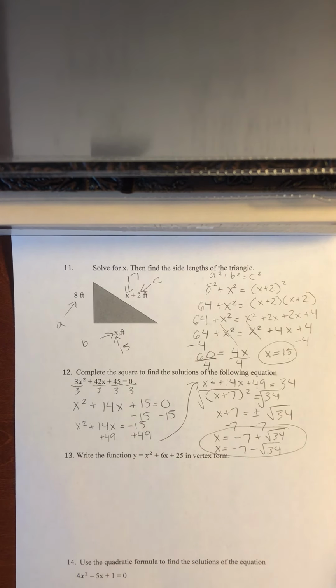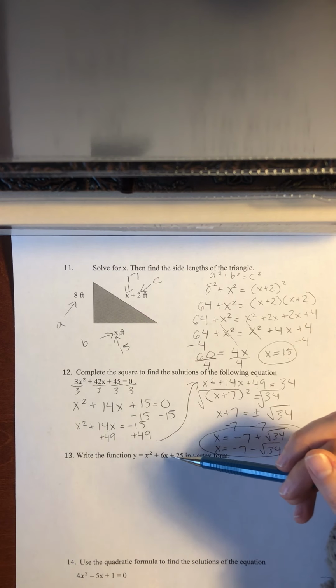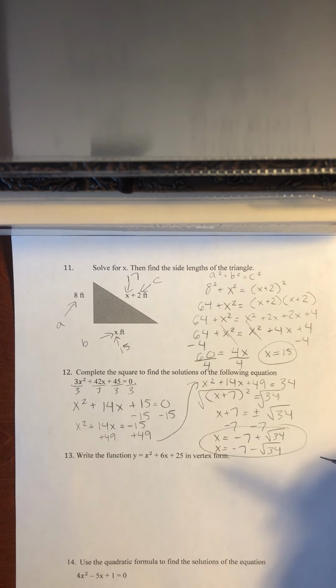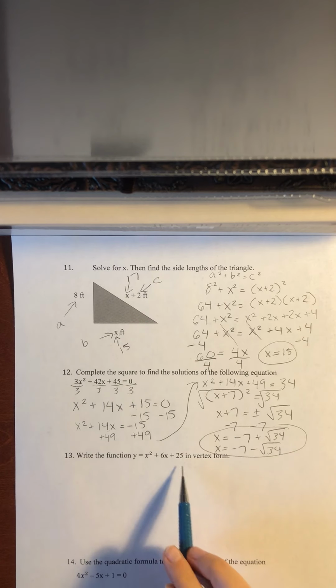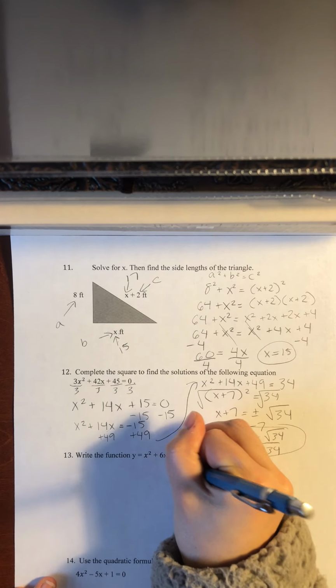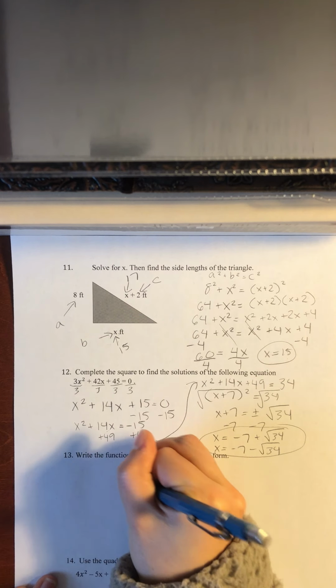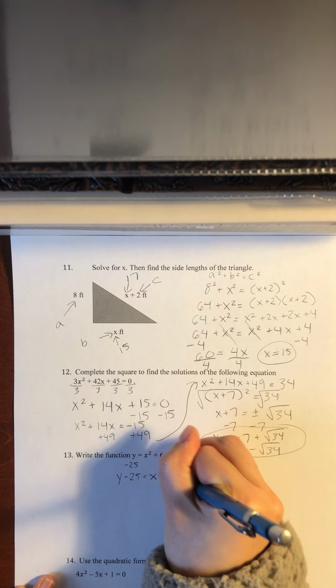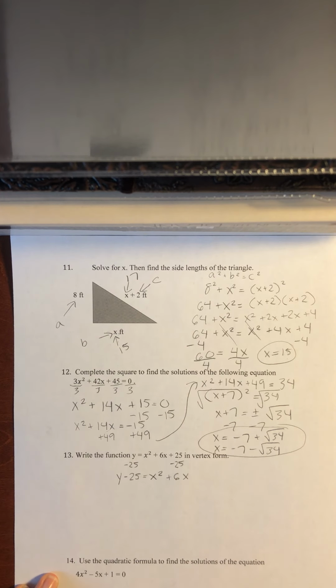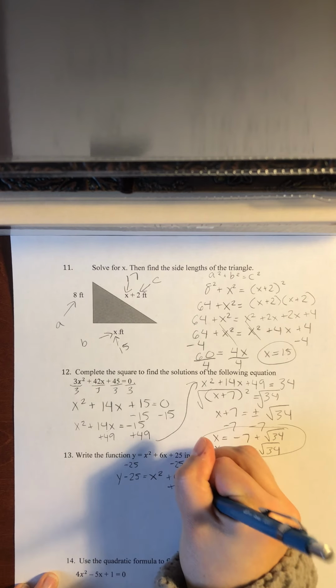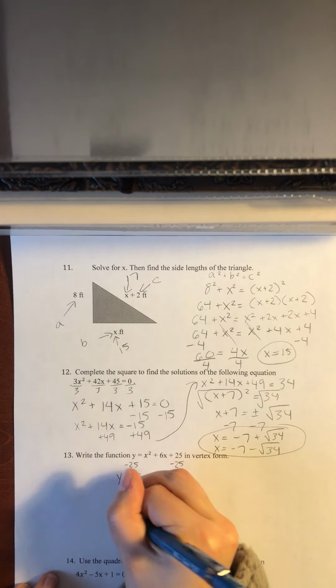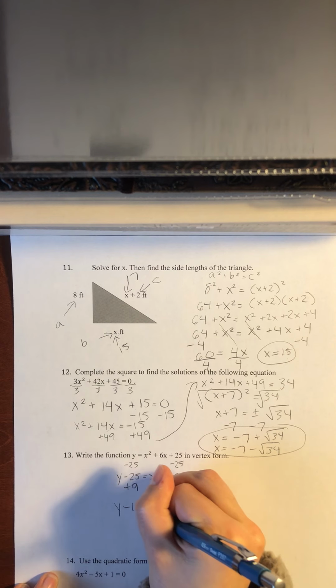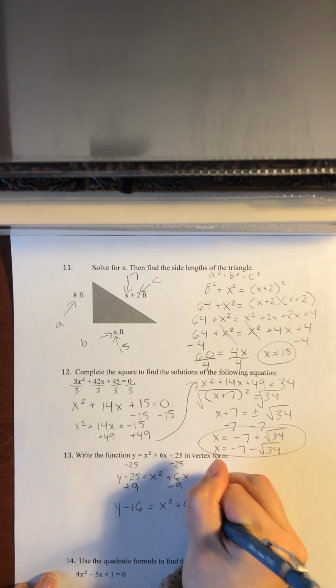Okay, next, write the function x squared plus 6x plus 25 in vertex form. So the first thing you need to do is you need to move over your constant term. Subtract 25, subtract 25. Now we have y minus 25 equals x squared plus 6x. Take half of your b and square it. So half of 6 is 3. Squared is 9. So we're going to add 9 to both sides. That becomes y minus 16 equals x squared plus 6x plus 9.